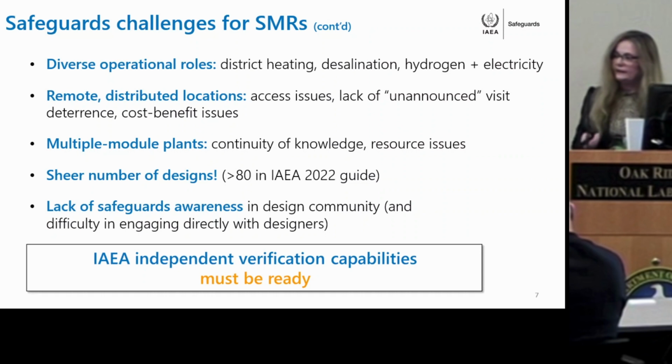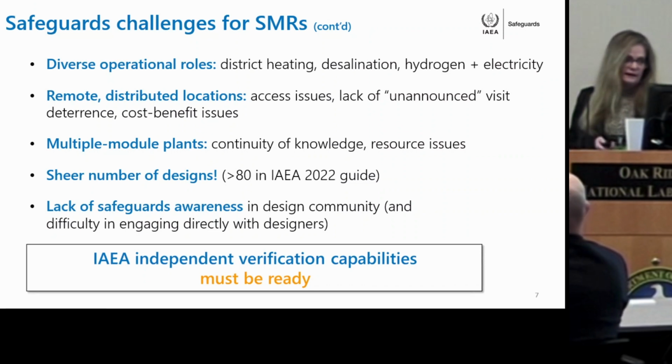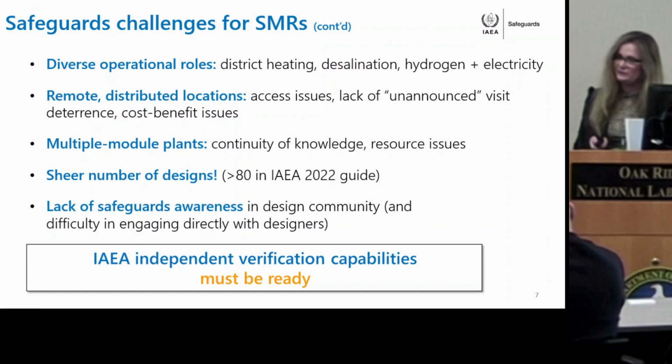Multiple module plants. There's going to be some variation in the nuclear fuel flows within the sites if there's going to be multiple plants. Sheer number of designs, and I don't need to say anything more about that. That's just a fact that we have to figure out how we're going to be able to maintain efficient and effective safeguards with the number of plants that actually come out on the market.